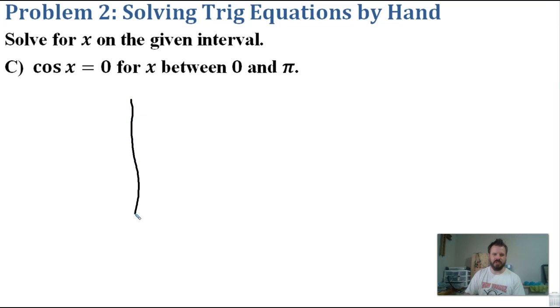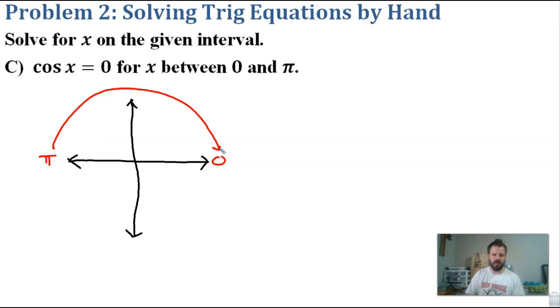Now, I could approach that the same way I've been doing. It's an ugly y-axis, but oh well. Where we're looking for an answer between 0 and pi. So we're talking this part of the coordinate system.